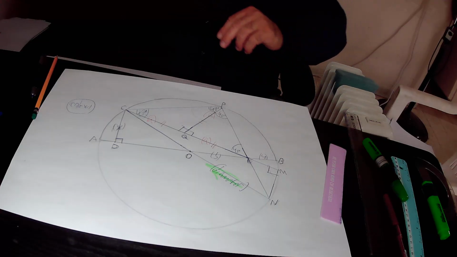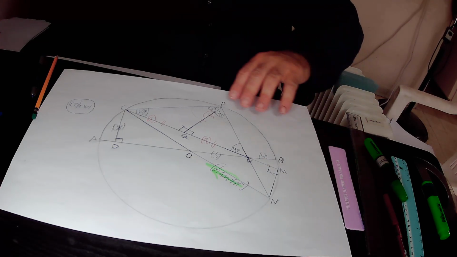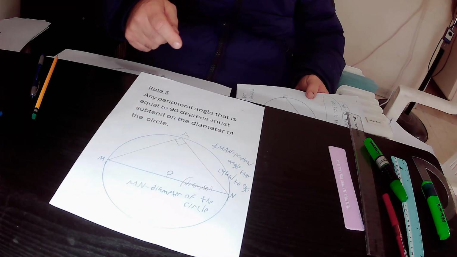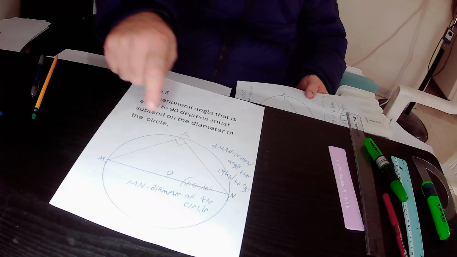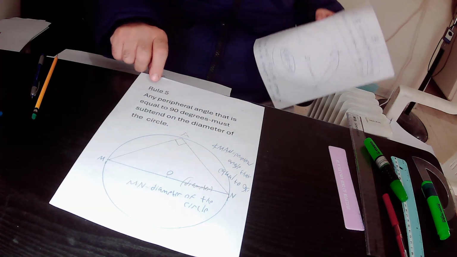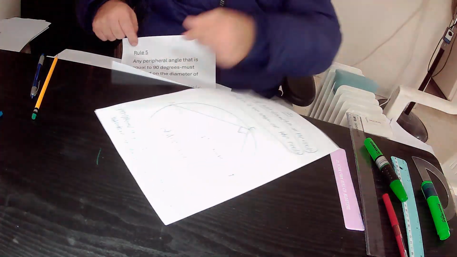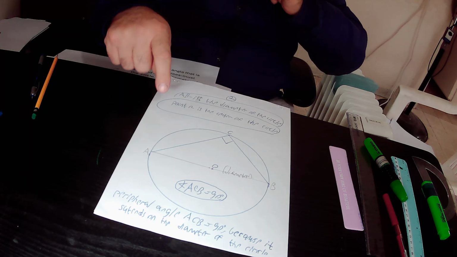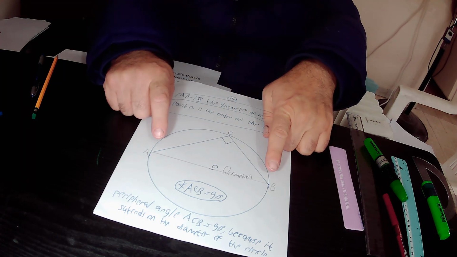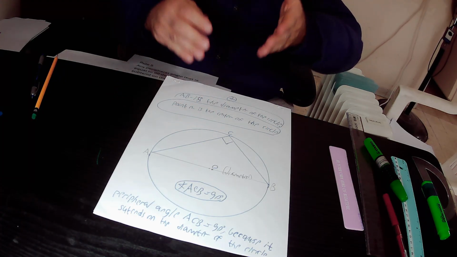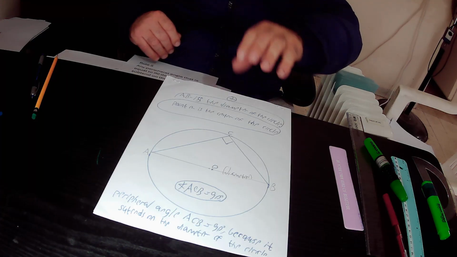So why is rule 7 the converse rule of rule 5? Because according to rule 5, if we know that a peripheral angle is equal to 90 degrees in its size, then it must subtend the diameter of the circle. And according to the converse rule of rule 5, this is rule 7, if we know that the peripheral angle subtends the diameter of the circle, then it must be equal to 90 degrees in its size. Okay, so rule 7 is the converse rule of rule 5.